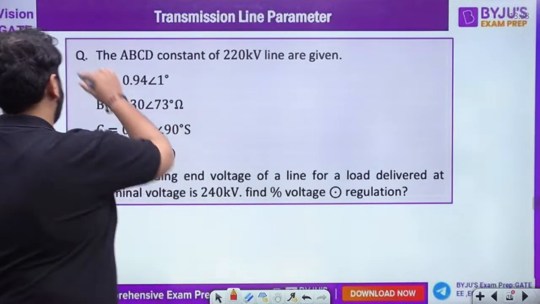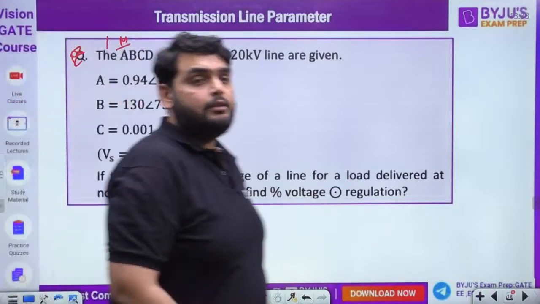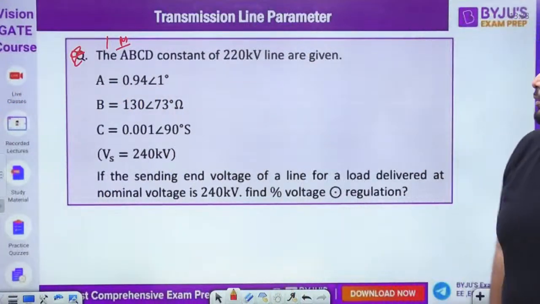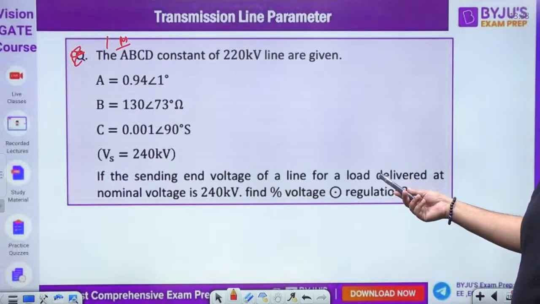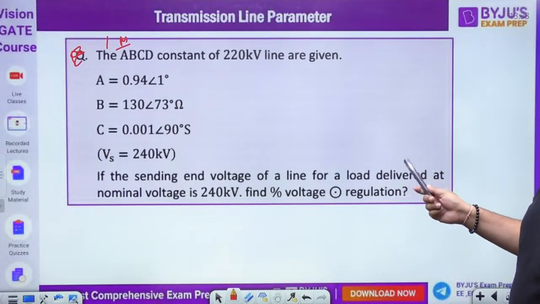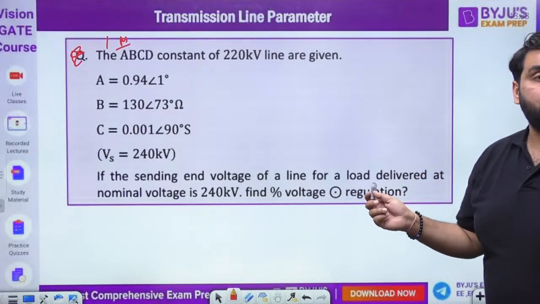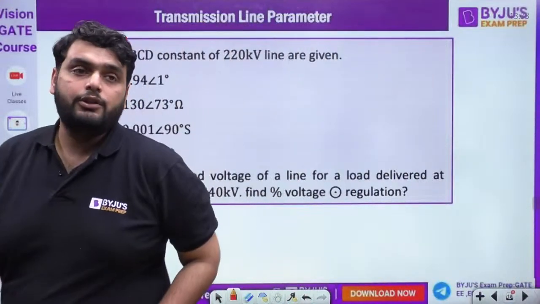Next, ये अच्छा क्वेश्चन है. It's a 1 mark question. Many times has been asked this one in a 1 mark question. So try to solve this. The ABCD parameter of 220 kV line are given. If the sending end voltage of a line for a load delivered at nominal voltage is 240 kV, find the percentage voltage regulation here.